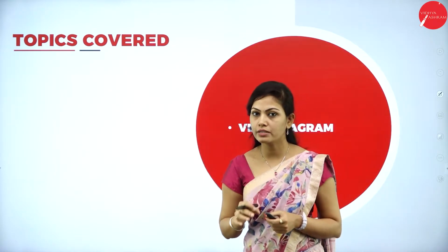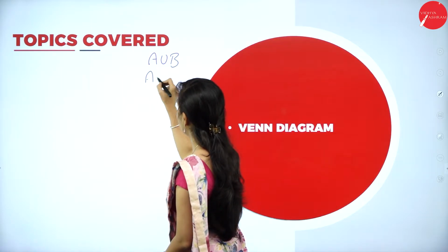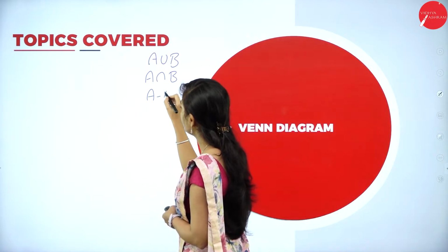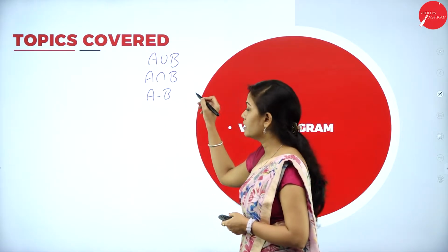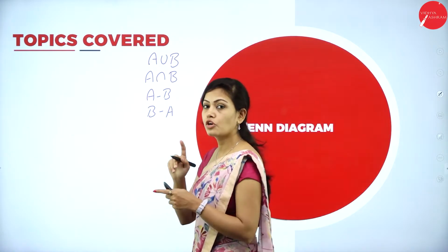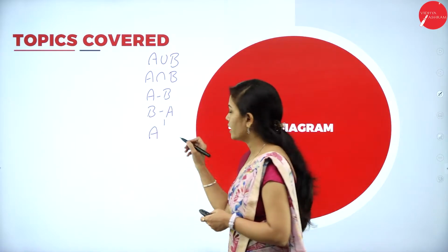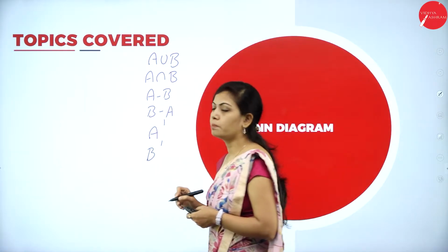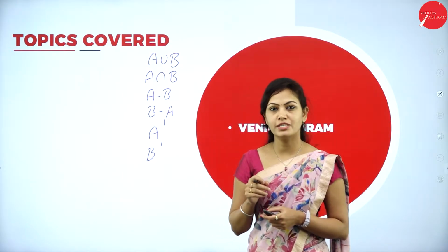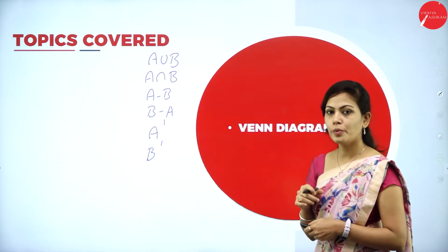Venn diagram, how to write the Venn diagram for A union B and A intersection B, and also I have discussed difference of set, how to write the Venn diagram for A difference B and B difference A, and also I have discussed the complement operation, how to write the diagram for A complement and B complement. So these are the basic things I have discussed in my previous session. So today I am going to discuss the problems based on Venn diagram.